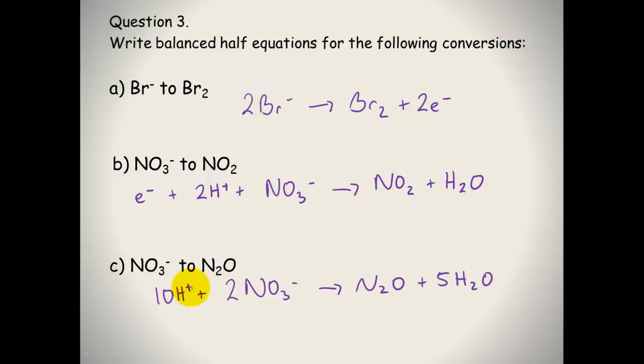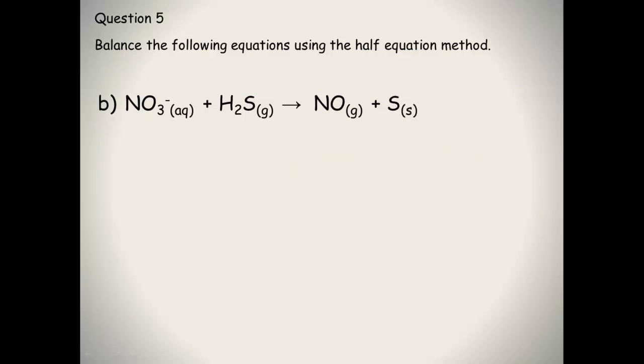And now I've just got to add electrons. So what I've got is 10 positive, 2 negative. That makes 8 positive. And on this side I've got no charge. So I've got 8 positive, so I'm going to need to add 8 electrons. 8 negative plus 10 positive equals 2 positive with 2 negative, which equals 0. So that's balanced.